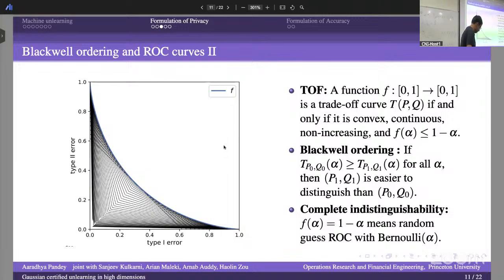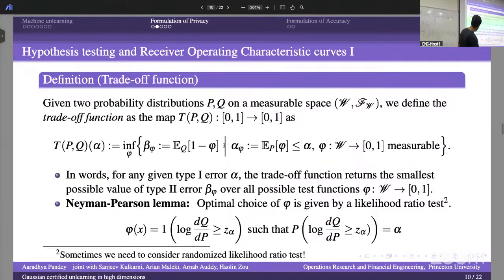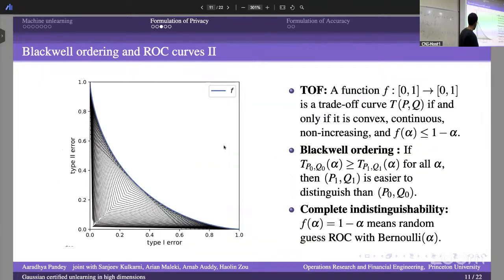But before going there, let me ask: have people seen pure epsilon differential privacy or epsilon-delta differential privacy? Some version. Okay, do not worry. I'm not going to discuss that. So I had two probability distributions P and Q, or P0 and P1, and I described this curve: fixing one error, minimize the other error.